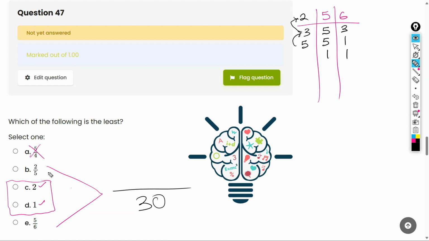To compare them, we divide by our denominators and multiply by our numerators. So 5 into 30 is 6. 6 times 2 is 12. So this is 12. And then 6 into 30 is 5. 5 times 5 is 25. So this is 12 and this is 25. This is the smallest number, so it means that the least fraction is 2 out of 5.